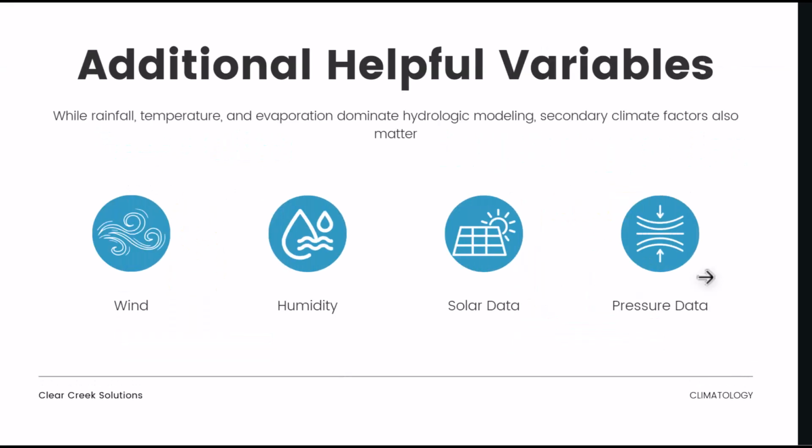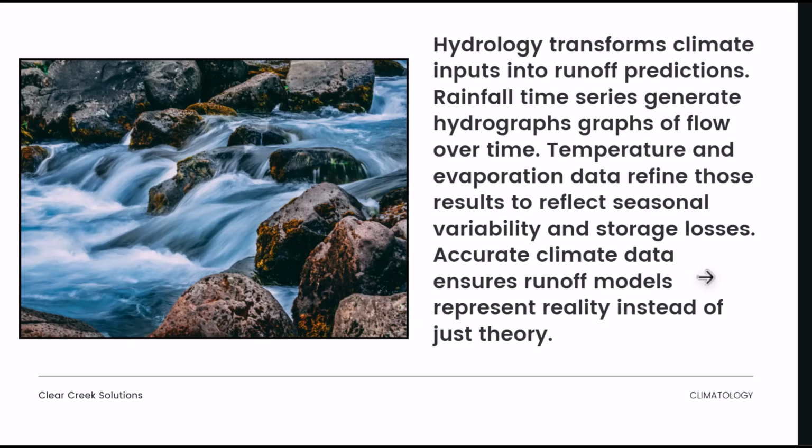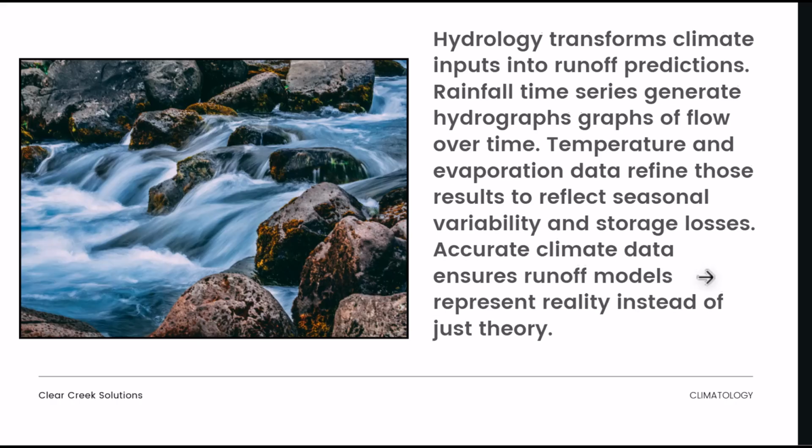While rainfall, temperature, and evaporation dominate hydrologic modeling, secondary climate factors also matter. Wind can increase evaporation and drive storm formation, while humidity influences evapotranspiration rates. Pressure and solar radiation are also used in advanced climate models to simulate long-term system changes. Hydrology transforms climate inputs into runoff predictions, and rainfall time series generate hydrographs, graphs of flow over time. Temperature and evaporation data refine those results to reflect seasonal variability and storage losses. Accurate climate data ensures runoff models represent reality instead of just working theory.